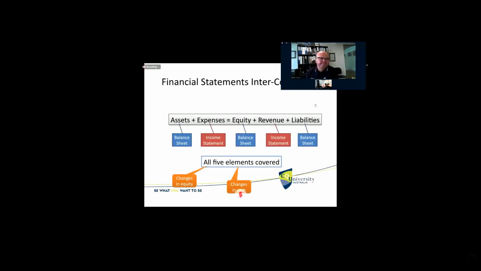Why is that? When we look at the balance sheet and income statement, it covers all the five elements of accounting: assets, expenses, equity, revenue, and liabilities. Assets, equity, and liabilities are in the balance sheet. Revenue and expenses are in the income statement. That's it. There is nothing else. All the elements are there. So why do we have these two extra ones? Changes in equity and changes in cash. Why do we have these extra financial statements?